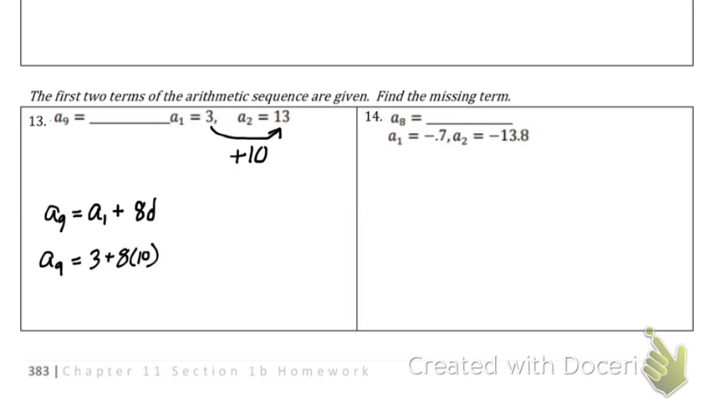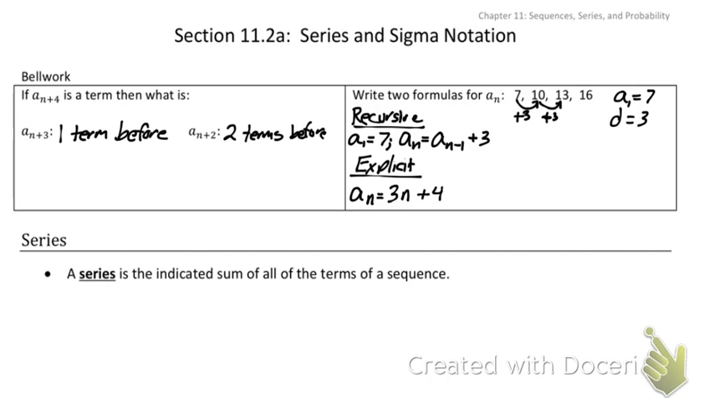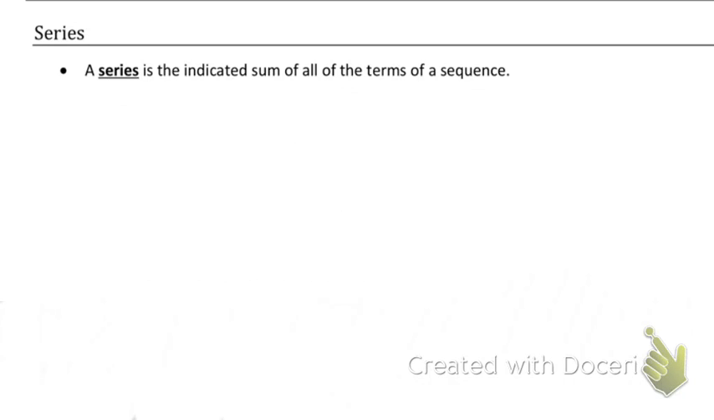Okay, then on to today's lesson. Today's lesson, we're going to talk about series and sigma notation. We're going to start by talking about what a series is. So a series is a sequence, right? We take a sequence, and all we're going to do is add every single term in that sequence. So that's why it says a series is the indicated sum of all the terms in the sequence.